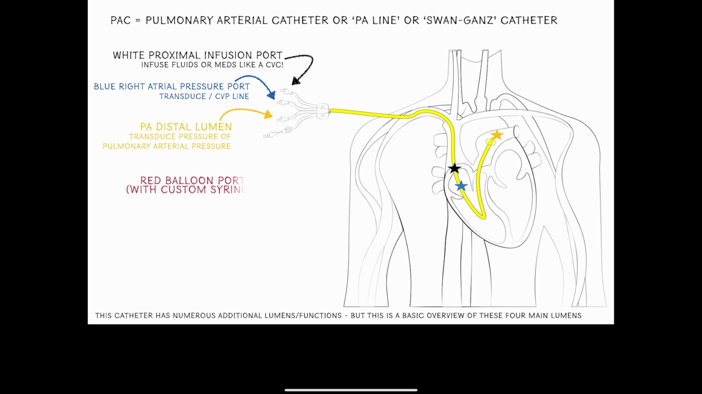The next lumen is going to be our red balloon port, and this is going to have a custom syringe attached to it. So this balloon only holds 1.5 mLs of air inside it, and the custom syringe has 3 mLs of air inside of it. So it actually has this mechanism that it only allows you to push in 1.5 mLs of air, and you can only pull out 1.5 mLs of air from that balloon. So this balloon being inflated is going to help the provider coast it through the heart and into this branch.